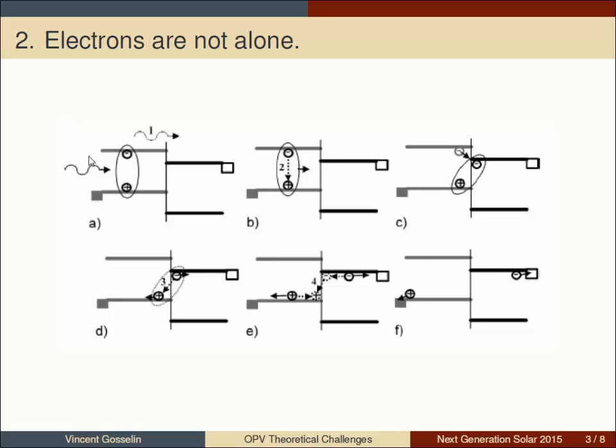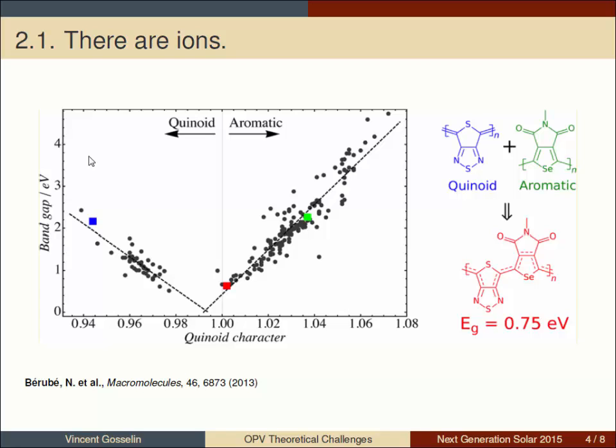Electrons are not alone. They spend most of their time surrounded by this hole, orbiting around this hole, which is in and of itself a very difficult thing to describe. But also there's phonons, ions, defects, and all sorts of things that are very hard to model in a theoretical way. And so I've divided this challenge in two sub-challenges, one of which is that there are ions. Here is a graph that we produced showing that there's a good correspondence between what we call the quinoid character, which is a measure of the average CC bond length inside the polymer backbone, and the band gap of the resulting polymer.